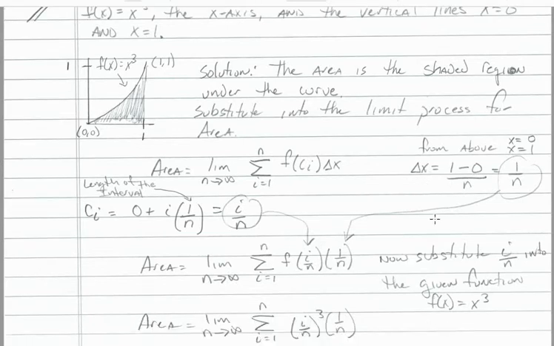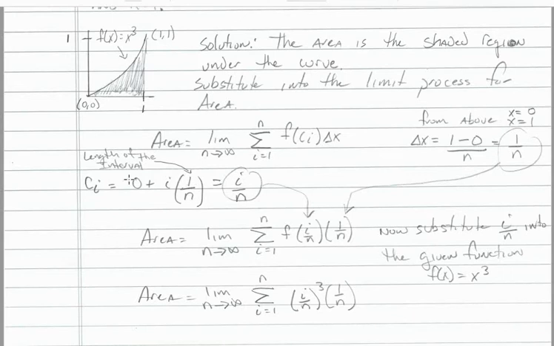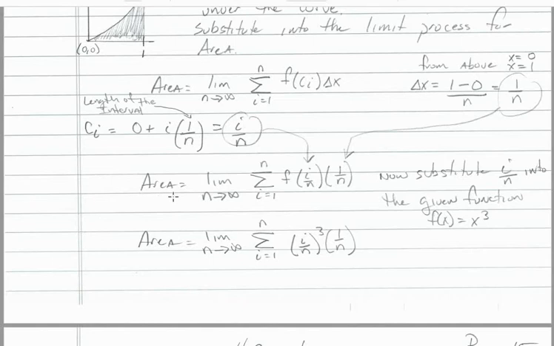So first step, as usual, find delta x. It's going to be 1 minus 0, because that's our interval, over n, so we leave that in terms of n. And then our c_i, for ease of everything, let's choose the right-hand endpoint. Those tend to be easier. Our interval starts at 0, and then it's plus i delta x. Well, delta x is 1 over n, so it's i over n.